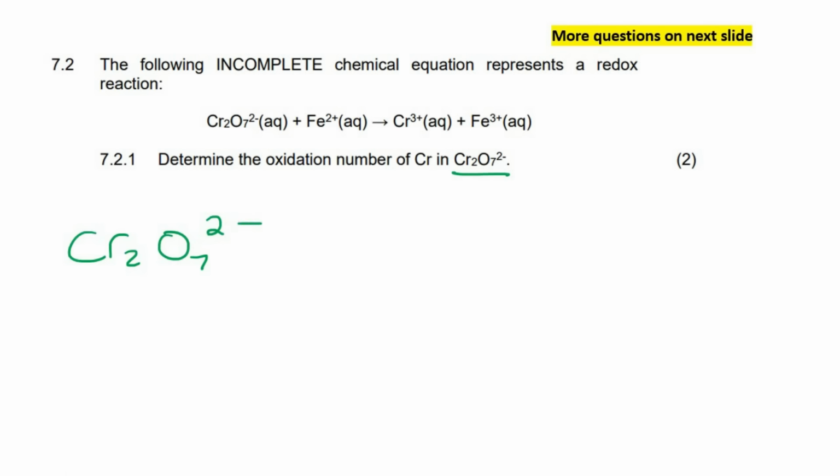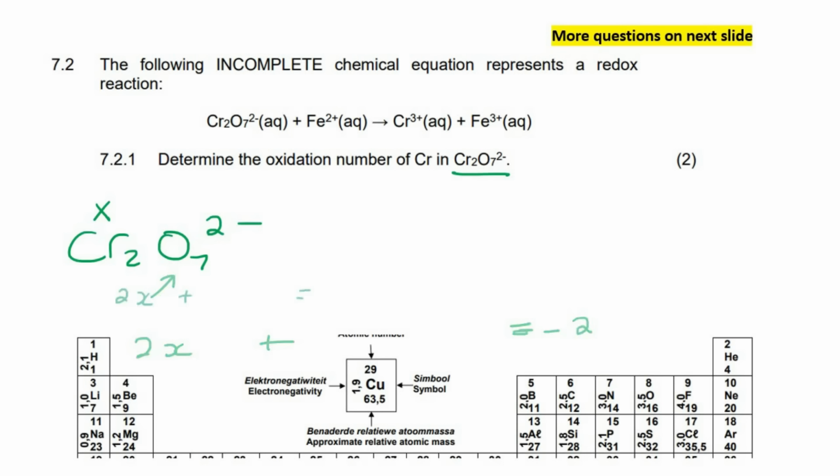So the first thing we need to understand is that this overall molecule has a charge of -2. Okay, so we're going to say equals -2 over here. Now there are 2 of these chromiums, but we don't know what its oxidation number is, so we can call it X. So we can say 2X plus. Now we need to go get the oxidation number of oxygen, so we need our periodic table.